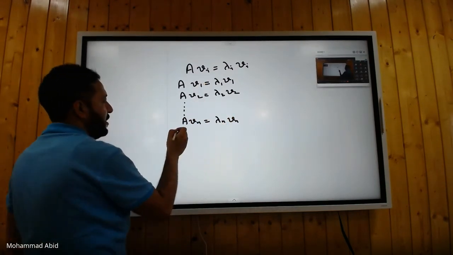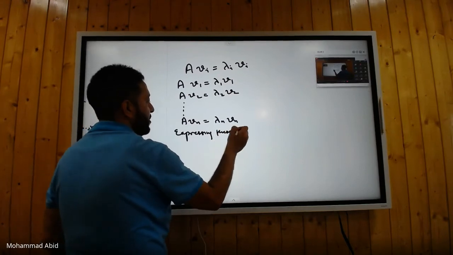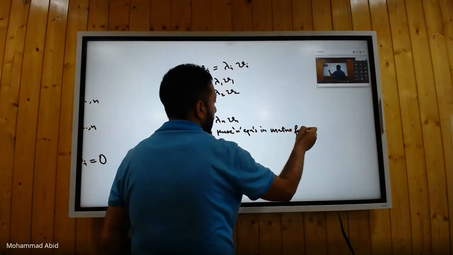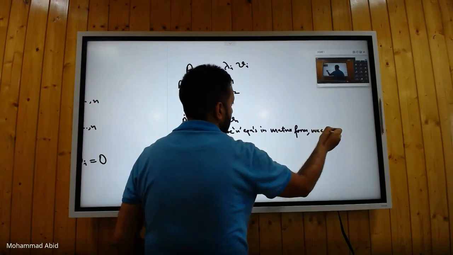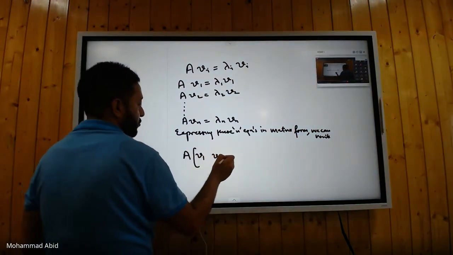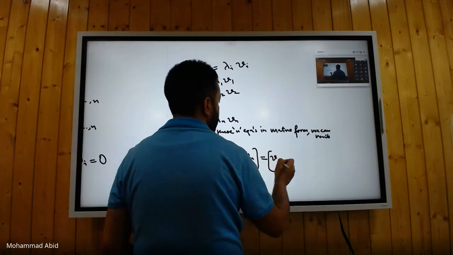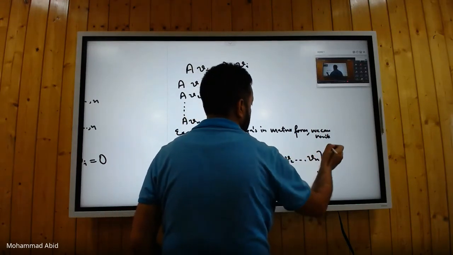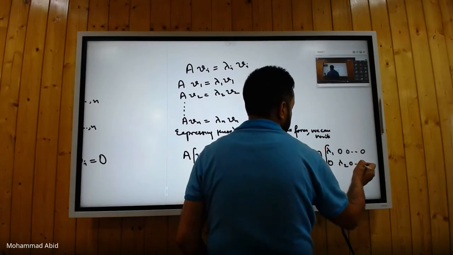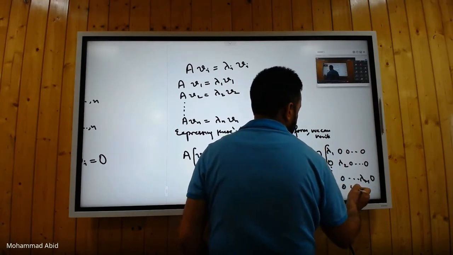If I express these n equations in matrix form, I can write, so this is A, then this is V1, V2, so on up to Vn, is equal to V1, V2, so on up to Vn, times the diagonal matrix with lambda 1, lambda 2, so on up to lambda n minus 1, and lambda n on the diagonal, and zeros elsewhere.